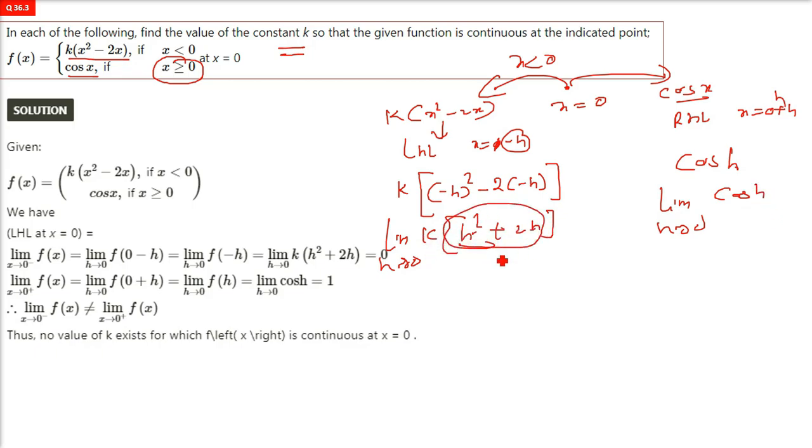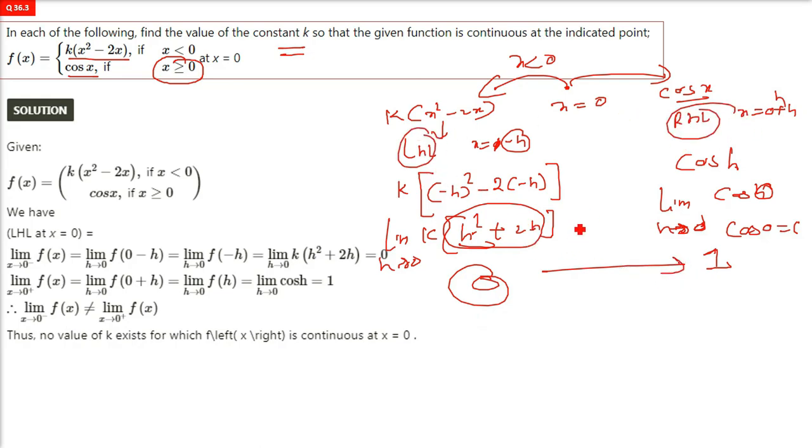So, anything you multiply with 0, you get 0. But on the right hand side, when you apply h as 0, cos 0 is 1. So the left hand limit and right hand limit are not equal. When the LHL and RHL are not equal, there is no question about continuity because it is discontinuous, right? The question asks to find the value of constant k for this to be continuous, but it is not continuous.